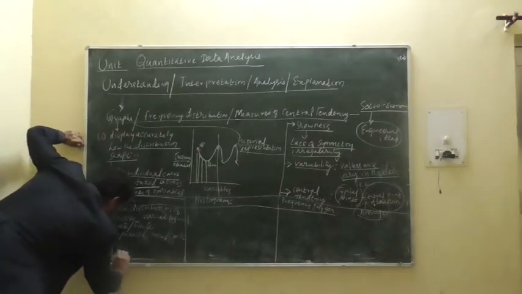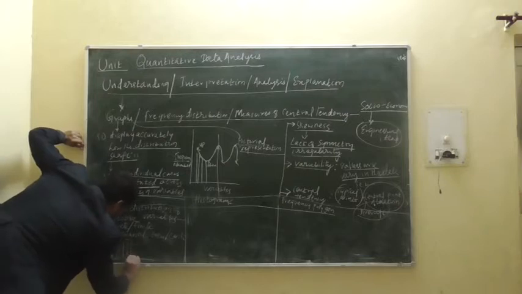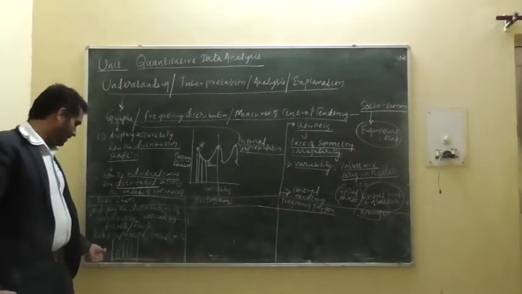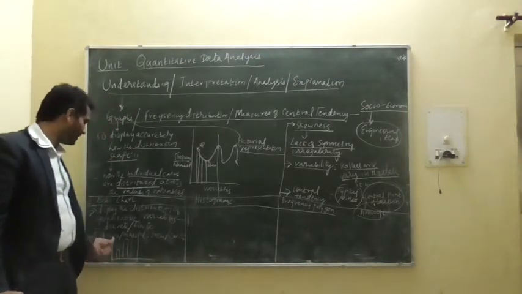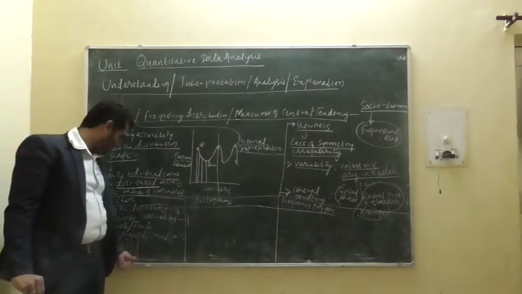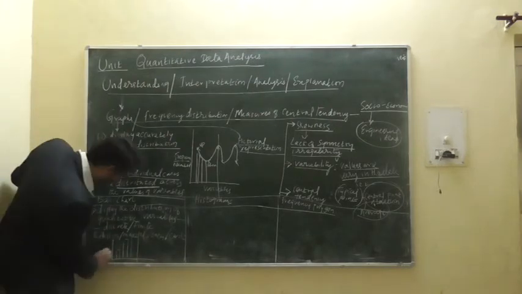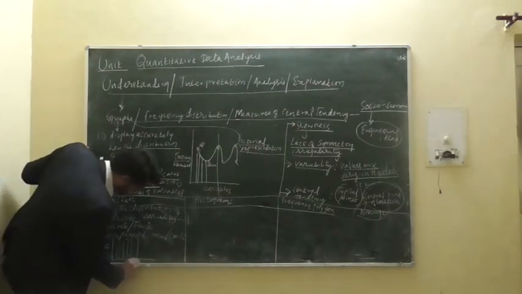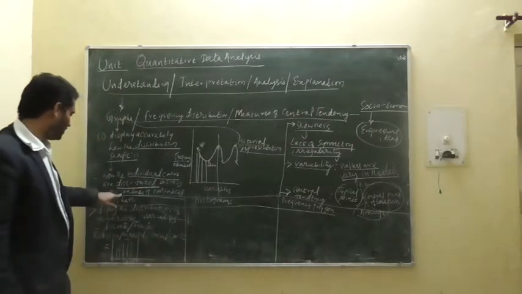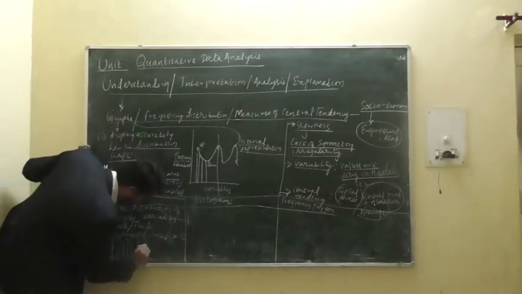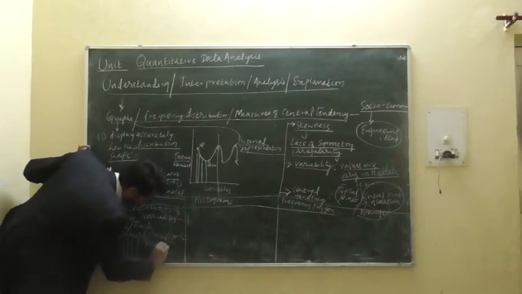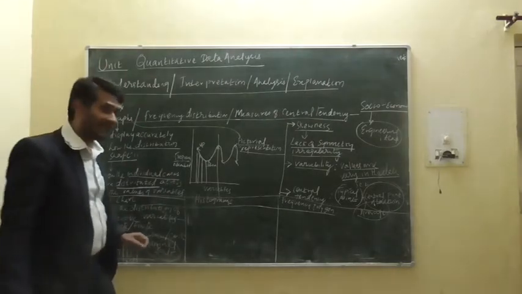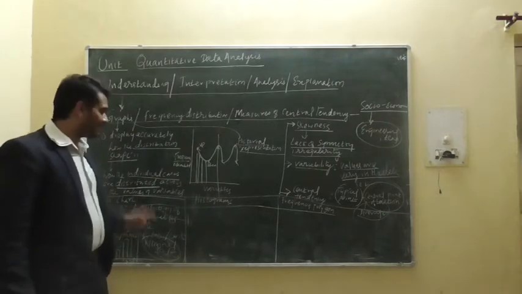So you go to a village and try to understand how many people are in the category of Muslim, how many are Christian, or how many are Hindus. You will be able to see the frequencies of religion. Normally we use the bar chart for understanding nominal scale data.